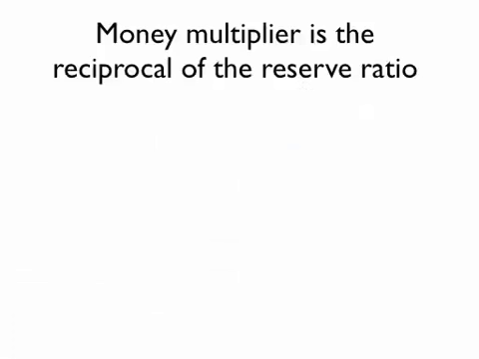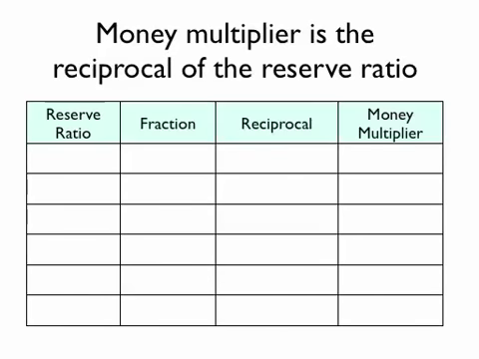In this case, the money multiplier is simply the reciprocal of the reserve ratio. And let's look at how this works. If the reserve ratio is 100%, that would be a 1 if we were to take the decimal fraction of that. The reciprocal would be 1 divided by 1, or 1. We note that with this money multiplier, no new money is created because the bank has to keep all of the deposit in reserve. It can't loan anything out.